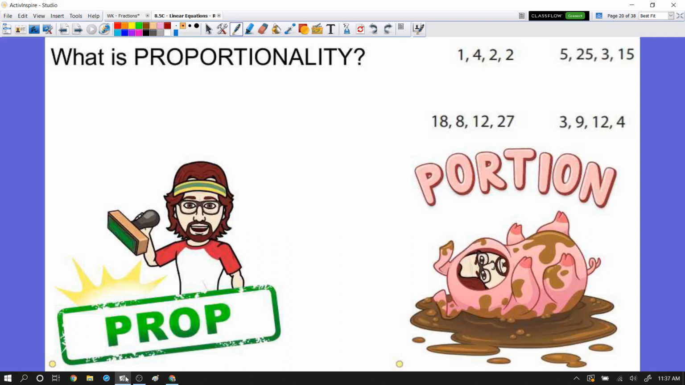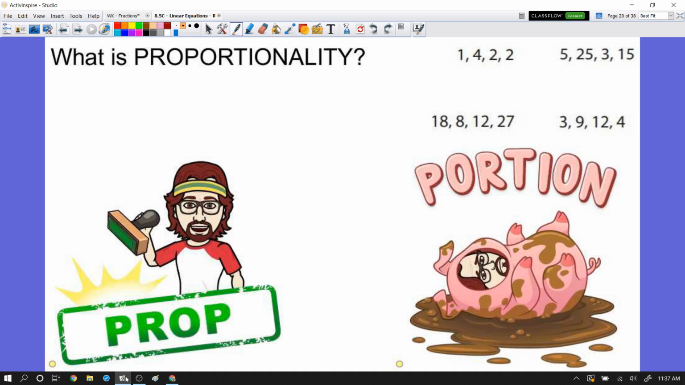What is proportionality? And talking about how that ties in with graphs and linear equations. Some linear equations are not proportional, and some linear equations are. So, just to talk about proportions, like what the heck does that even mean?